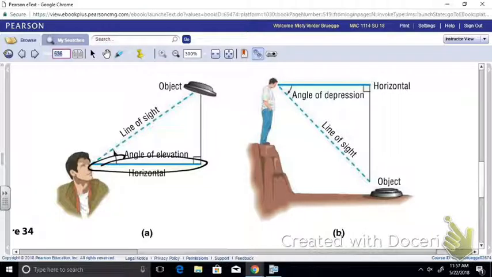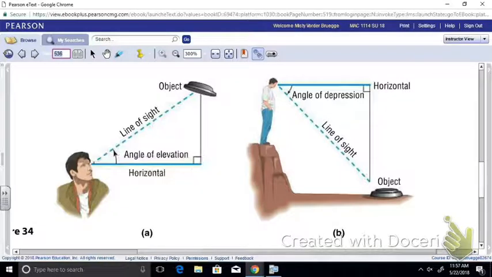Notice, be careful here when you look down. This is not the angle of depression. It's always off of the horizontal line. So wherever your straight line of vision is, it's how far you are from that straight line of vision. Does that make sense? So when you say how far down you're looking, it's from the horizontal. Make sense?